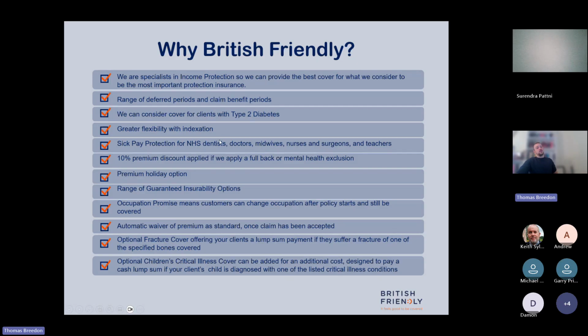For certain occupations within the NHS, such as dentists, doctors, midwives, nurses, and surgeons, but also teachers, if their sick pay follows the Burgundy Book, all you need to do for those occupations is literally quote and apply for a 52-week deferment. What that means is ultimately we'll match it, we'll dovetail it to whatever sick pay they are at at the time of claim. Because of the way their sick pay works, it increases every year in line with their service. It used to be quite difficult to insure correctly. Now, 52-week deferment, job done from your point of view ultimately.